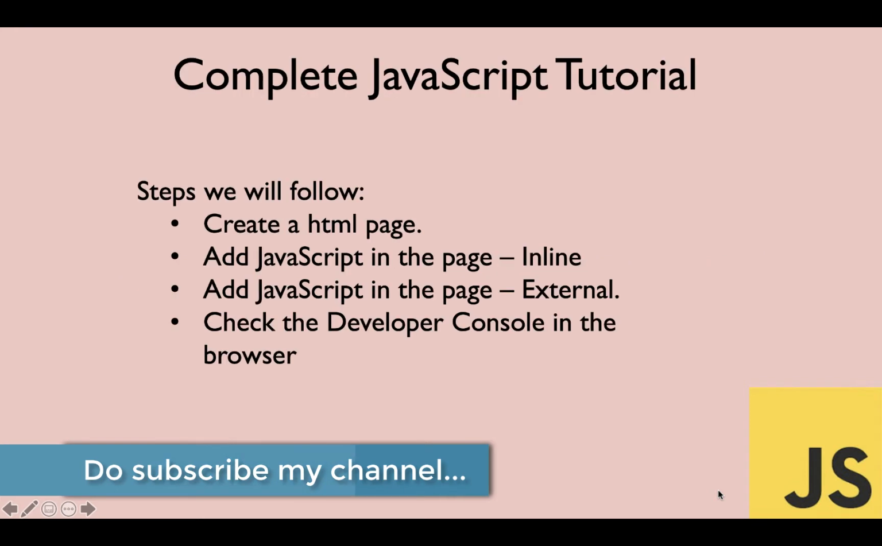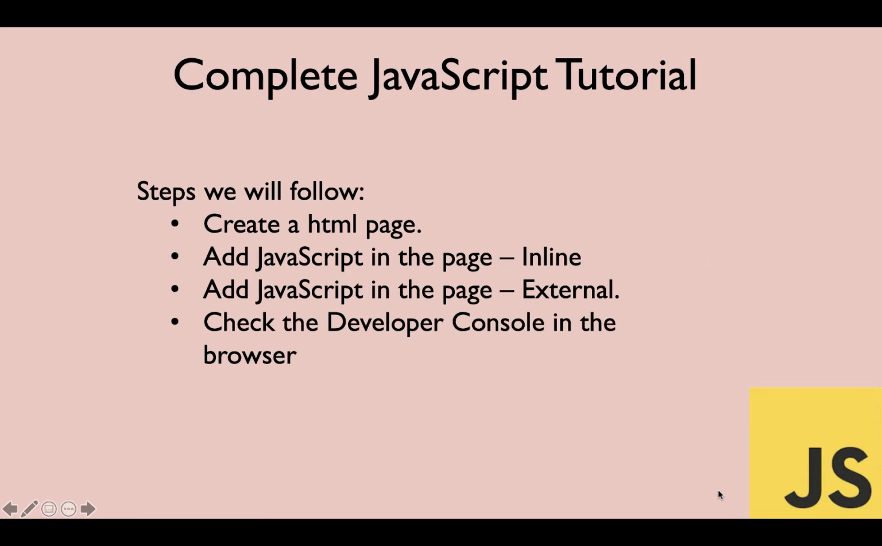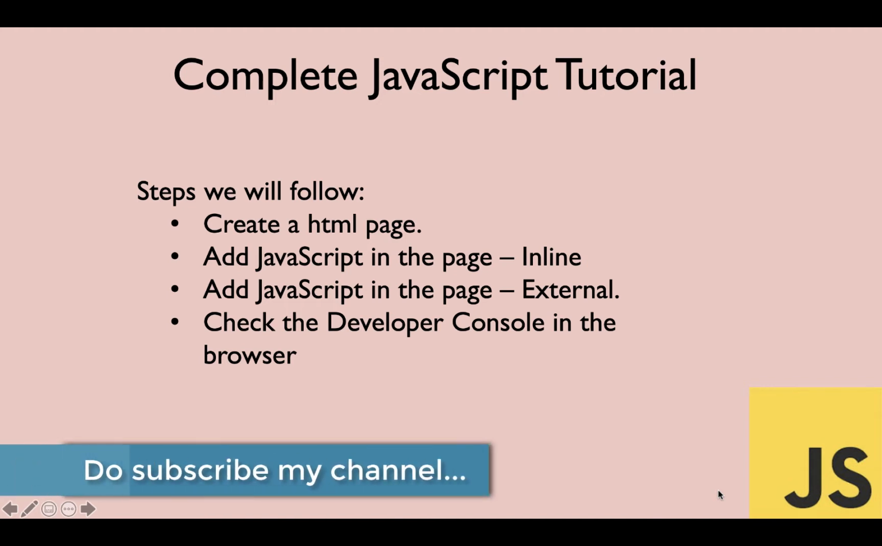So let's get started. For creating our first JavaScript program, we'll follow these steps: creating an HTML page, adding JavaScript in a page using the inline as well as the external method, and then we'll see the developer console in the browser and how exactly the output is displayed there. We know it's a client-facing language, the one that was initially used for developing JavaScript, but now it is not used only for the client side, as we all know. So we'll see how that can be done as well.